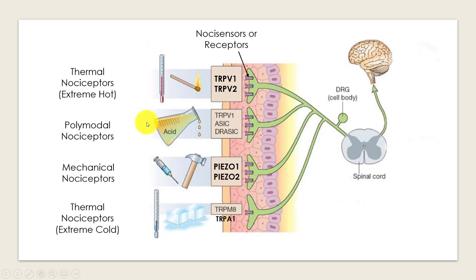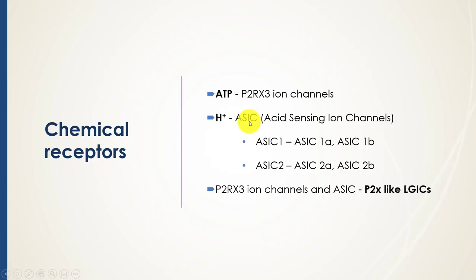We also have receptors that can detect chemical noxious stimuli. These receptors are called chemical nocisensors or chemical receptors. And we find these chemical receptors present on polymodal nociceptors, which is the third type, right? So we see the receptors for ATP and protons. The receptors for ATP are called P2X3 ion channels.